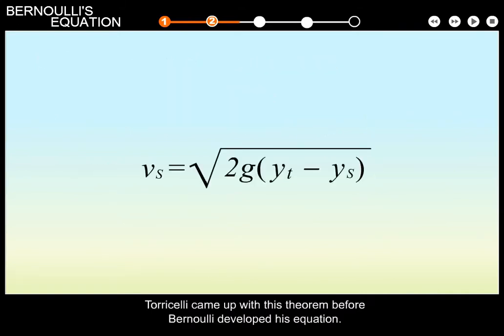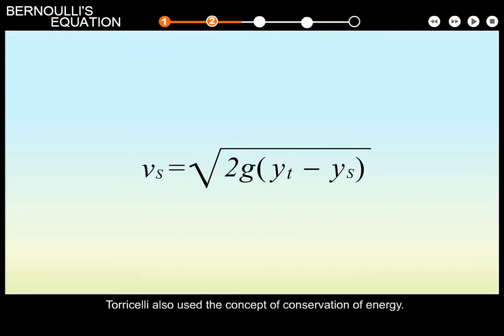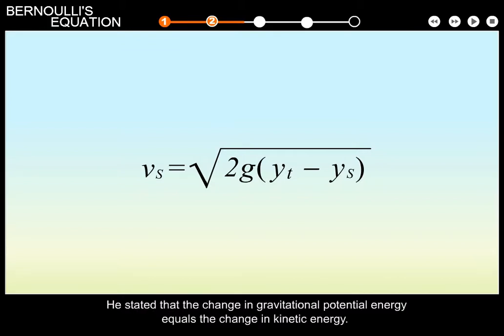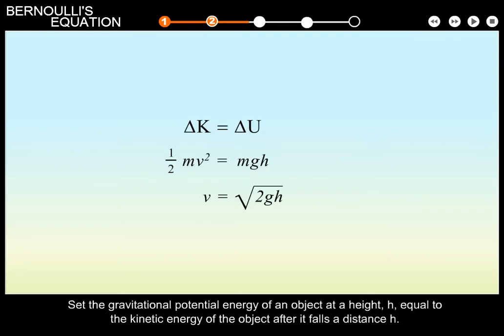Torricelli came up with this theorem before Bernoulli developed his equation. Torricelli also used the concept of conservation of energy. He stated that the change in gravitational potential energy equals the change in kinetic energy. Let's check this. Set the gravitational potential energy of an object at a height, h, equal to the kinetic energy of the object after it falls a distance, h.